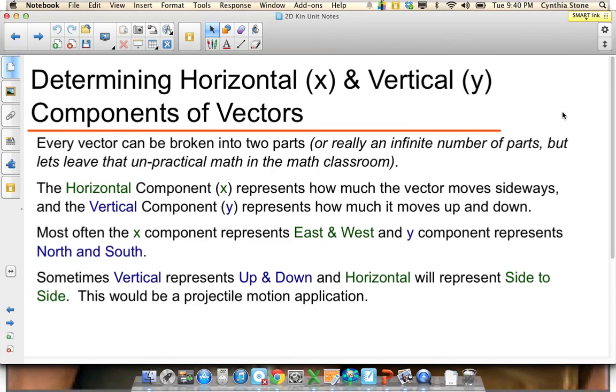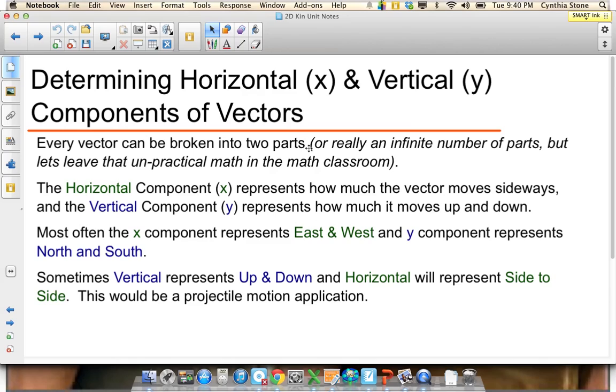Prep course on determining horizontal and vertical components. This would be a review for you, but we'll go through the details anyway, in case you need that extra help. The idea behind finding horizontal and vertical components is that every vector can be broken into two parts.